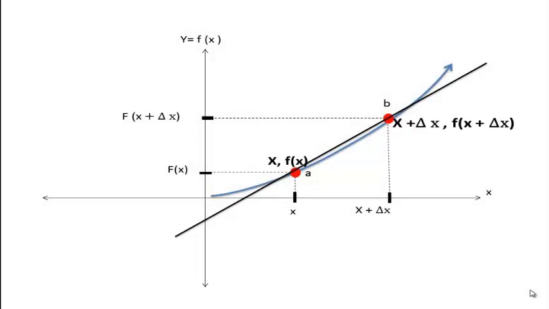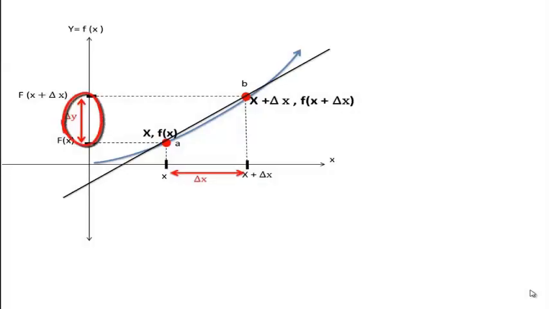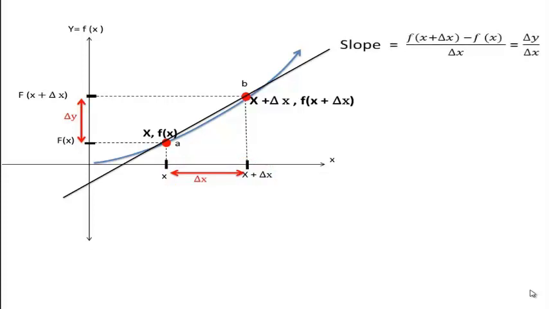By definition, the slope of the curve is change in y divided by change in x, or delta y divided by delta x. So the change in y, or delta y, equals f of x plus delta x minus f of x, and the change in x equals x plus delta x minus x. On simplifying this, the slope of this secant line, or delta y divided by delta x, equals f of x plus delta x minus f of x, all divided by delta x.